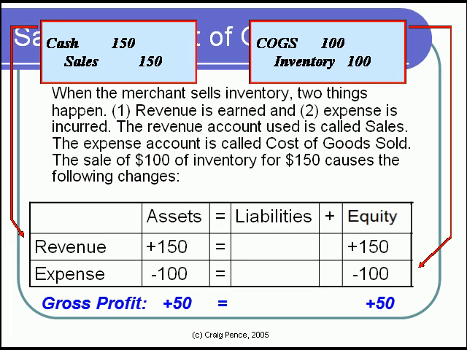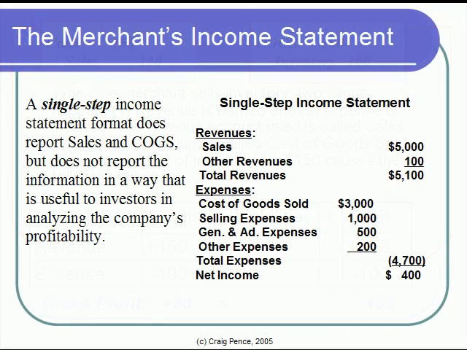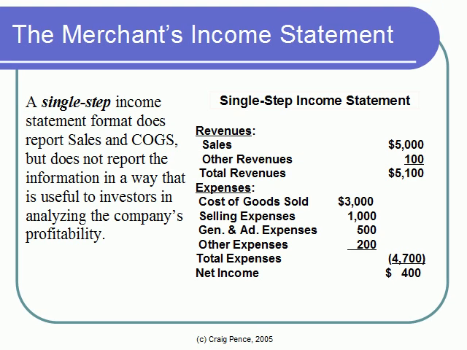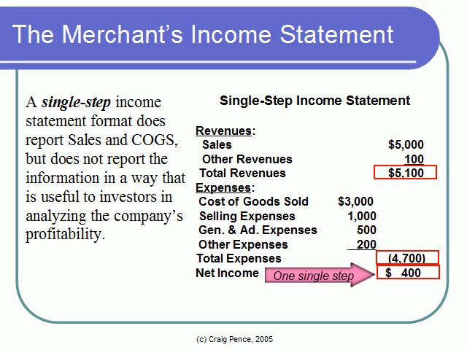Gross profit from sales is the major determinant of the net income amount that is reported on the merchant's income statement. We're looking at the merchant's income statement here, and you can see that we do have our sales and cost of goods sold accounts reported among the revenues and expenses. The statement, though, is set up in what is called a single-step format, with all the revenues combined together at the top of the statement and all the expenses at the bottom. Then, in one single step, expenses are subtracted from revenues to determine net income.